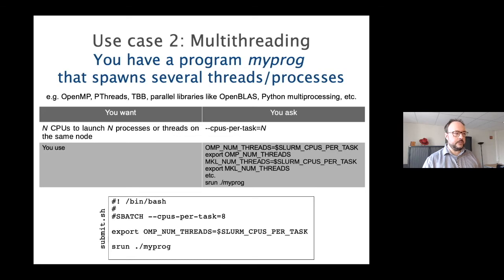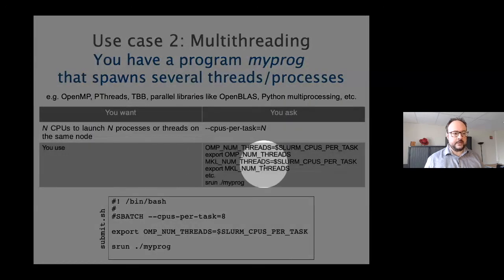So if you have an OpenMP program, it cannot use multiple nodes at the same time. So here you will always ask for only one task, and what you will request is the number of CPUs per task. So if you want to use n CPUs to start n OpenMP threads, then you can use --cpus-per-task equal n. And then you can use the SLURM_CPUS_PER_TASK variable to set the value of OMP_NUM_THREADS or MKL_NUM_THREADS.